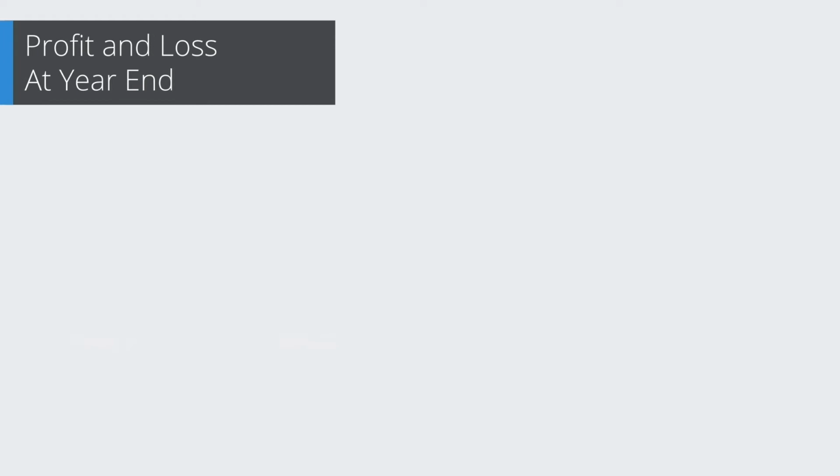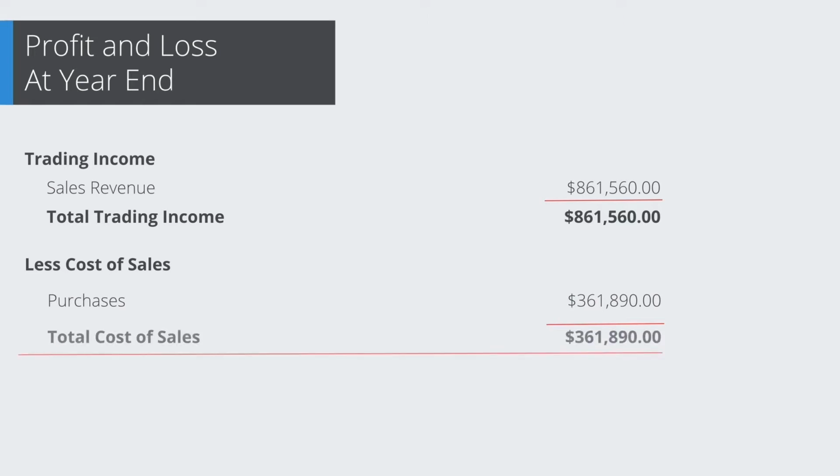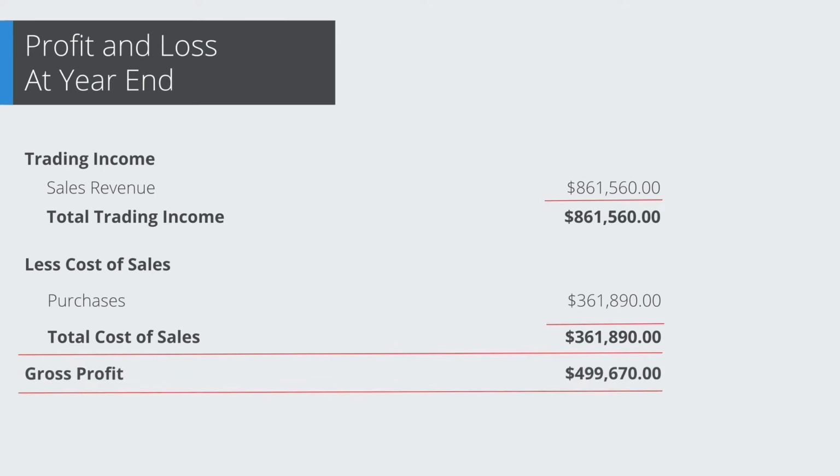Now, let's look at the profit and loss at the year end. So this is assuming we've got a whole year of trading here. So our trading income, which is our sales revenue, is $861,560, which is the total amount of our trading income. Then our cost of sales, which is our purchases. So we've purchased $361,890. So it's a total cost of sales, which gives us a gross profit. Now, this is not correct because we haven't got an opening and closing stock journal on here.